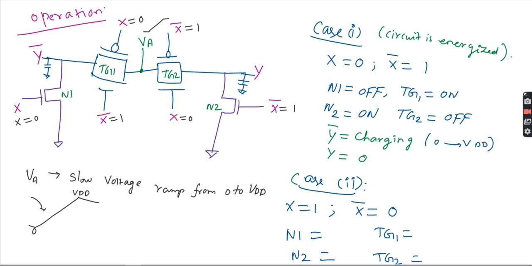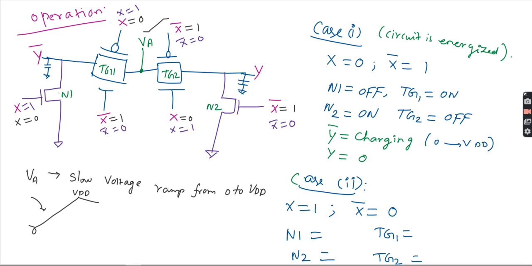I'll apply X is equal to 1. Now X bar will be equal to 0. When X is equal to 1, we see that N1 will be on, yes, N1 is on, and N2 is off.